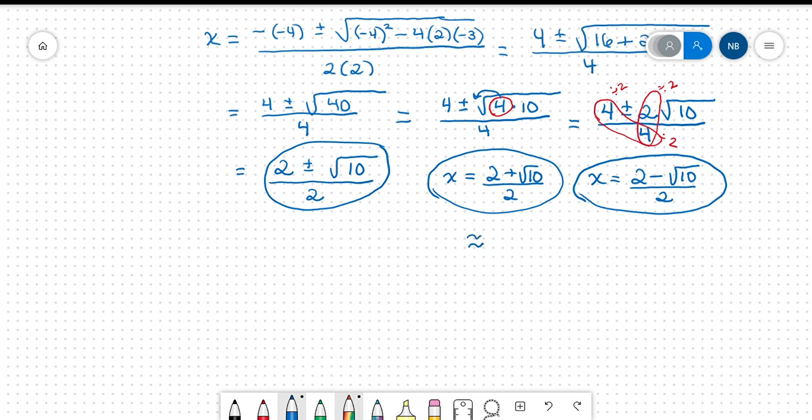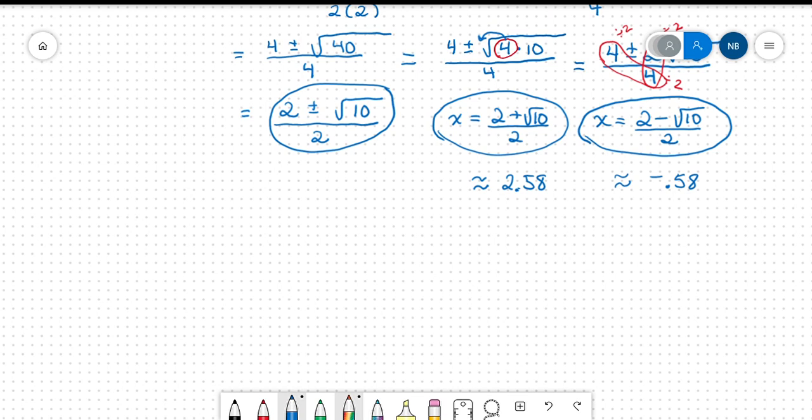Mathematicians should always give exact value answers. If you plug them into your calculator, just to give you an idea of how big they are, you get 2.58 and you get negative 0.58, two decimal place approximations. We have one more example, and it's special because it has a problem for the Algebra 1 students. So let's find out what that is.